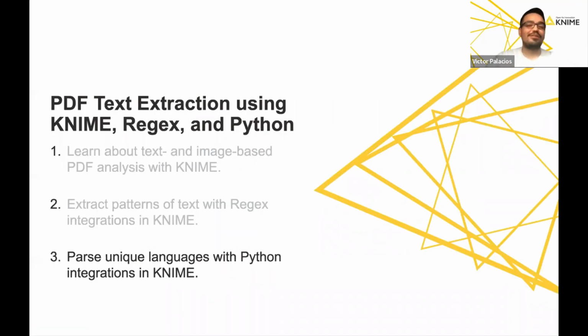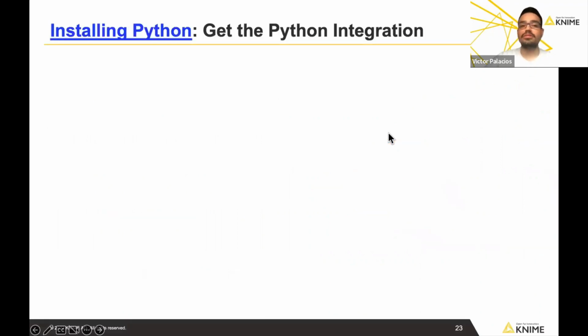Okay, so we are in our 3rd and final section, which is parsing unique languages with Python integrations in KNIME. So first, we want to talk about installing Python or getting the Python integration, because this is the part that I think people think, oh, this is going to be tough, or I'm not sure how to do this. Well, actually, it's very simple.